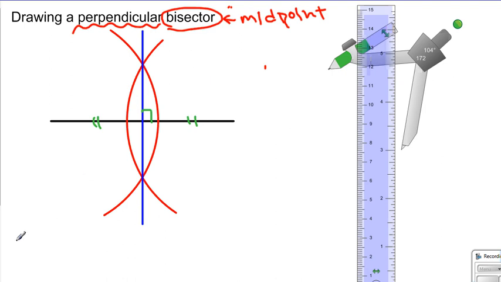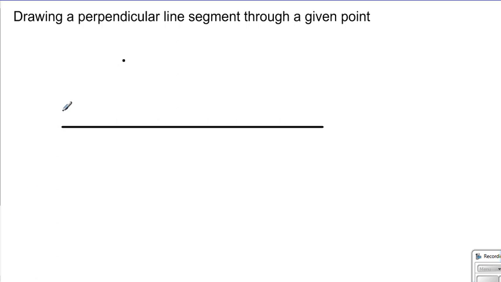Now, next is drawing a perpendicular line segment. In this case, you will realize that we're not trying to draw in the middle. What if there's one point that's given to us, just like here? And we have to draw the perpendicular line through this particular point. Even though this one seems to have only one condition, a perpendicular line segment, because of this idea of a given point, we have to do a little bit of a different thing than the previous one.